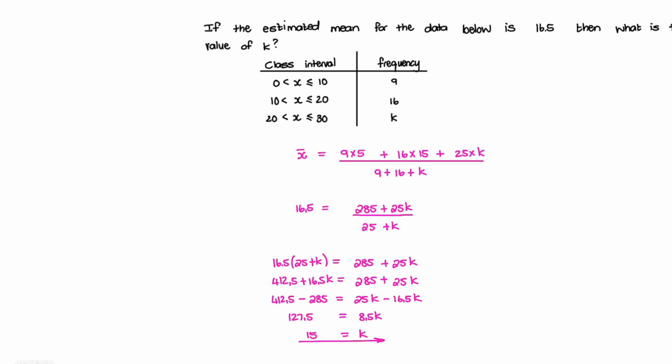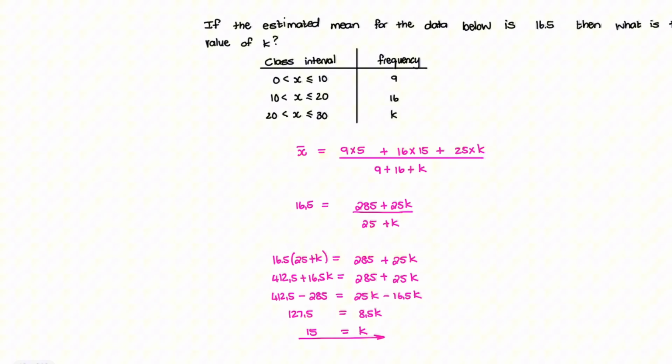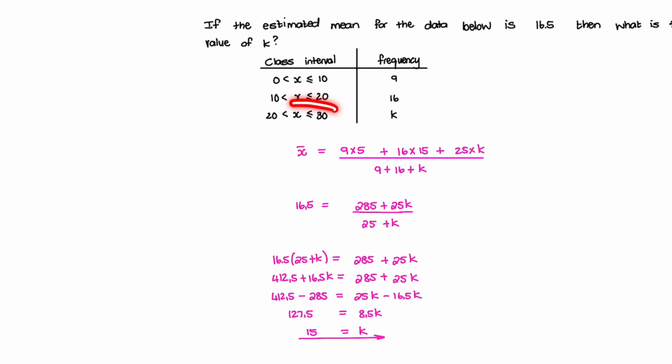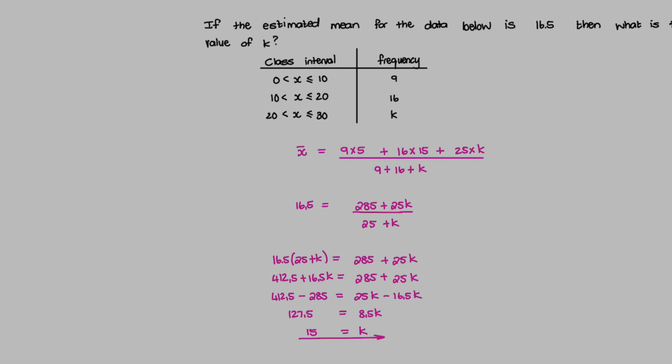Now, I know my answer is correct because k is a whole number and frequency represents the information that we have observed. So we have observed 15 people in this interval. Or we can say 15 data points within this interval.